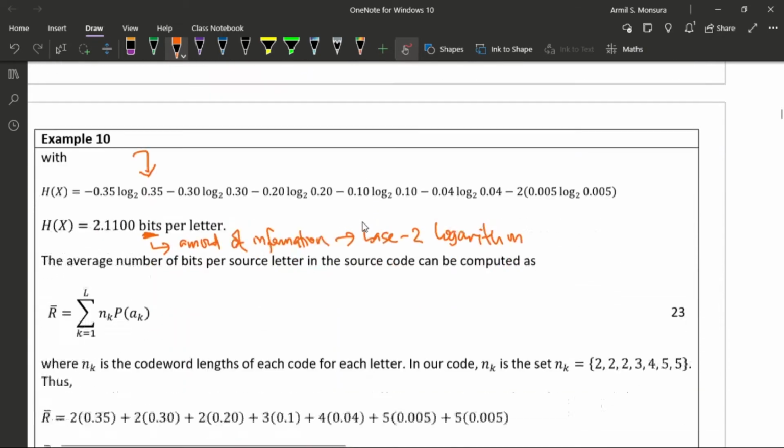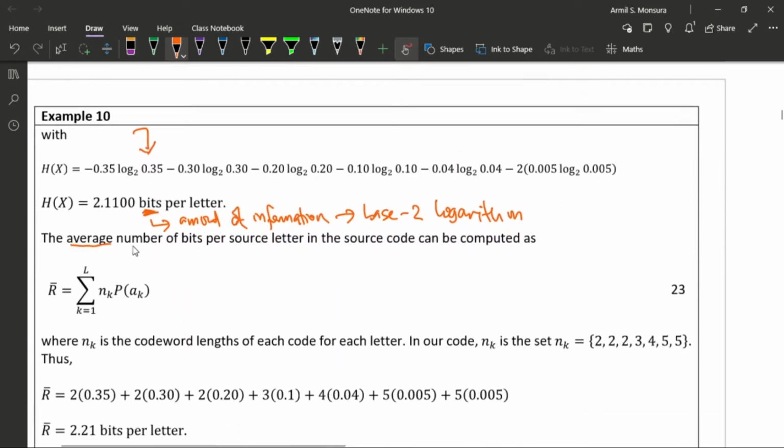Next, let's compute the average number of bits per source letter. Ito yung average number of bits per source letter, ito yung RBAR. Okay, this is RBAR.